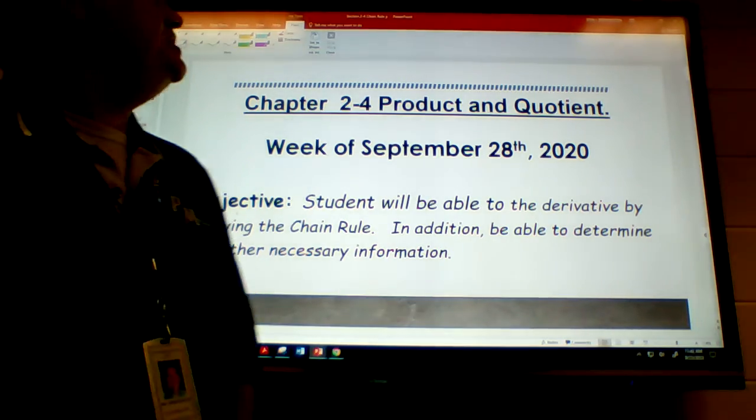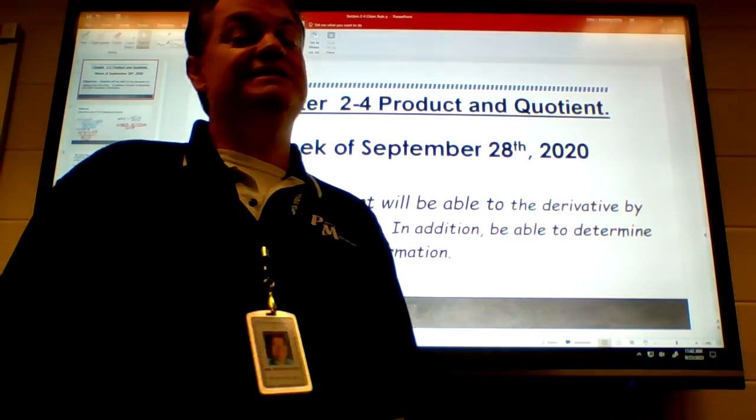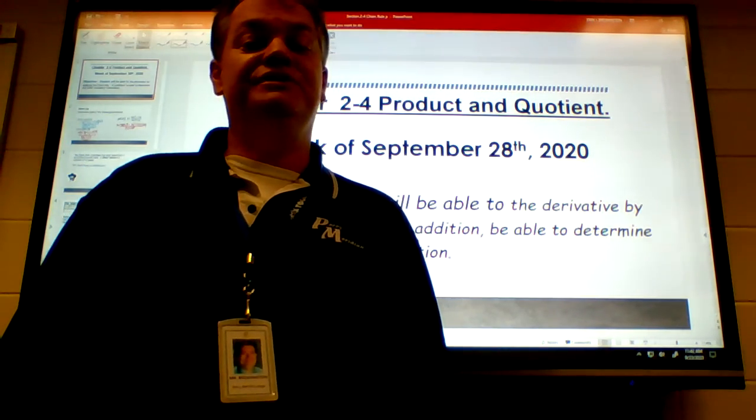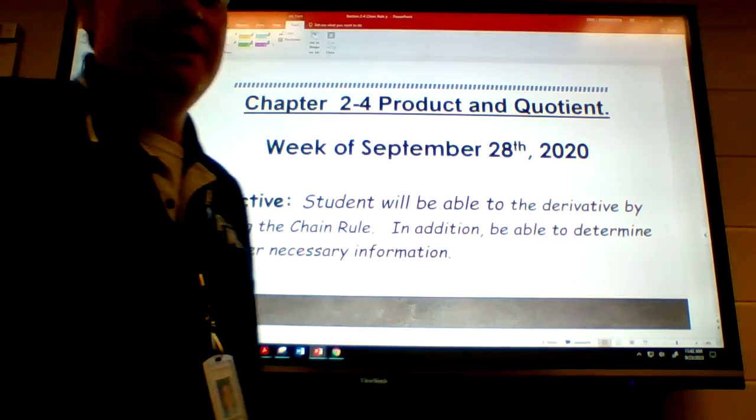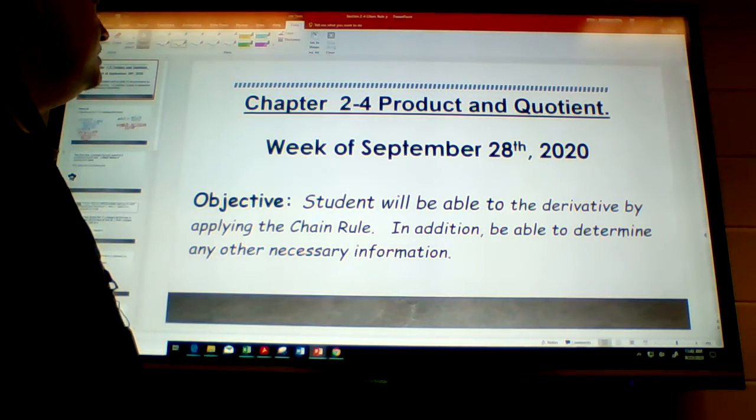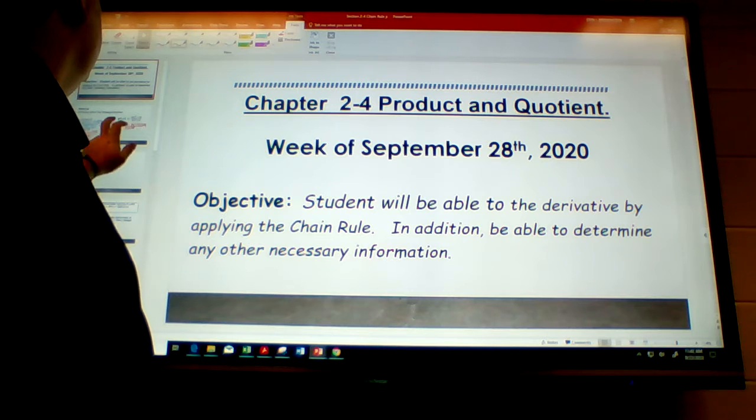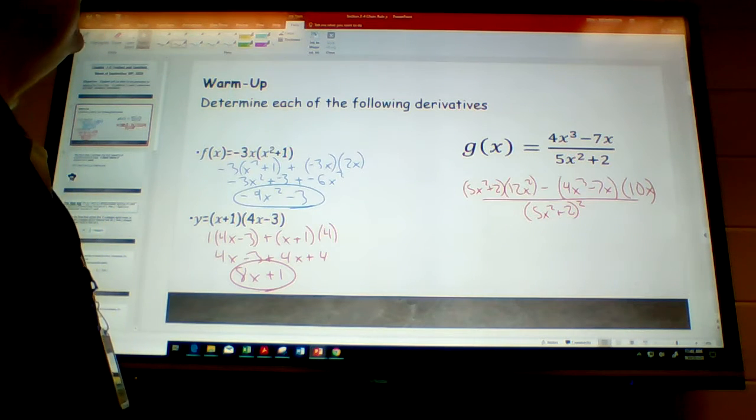We're going to talk about section 2.4, which says the product and quotient rule, but it actually should say the chain rule. So that's a little typo on my part, so all I can say is oops. All right, but here's a little warm up.